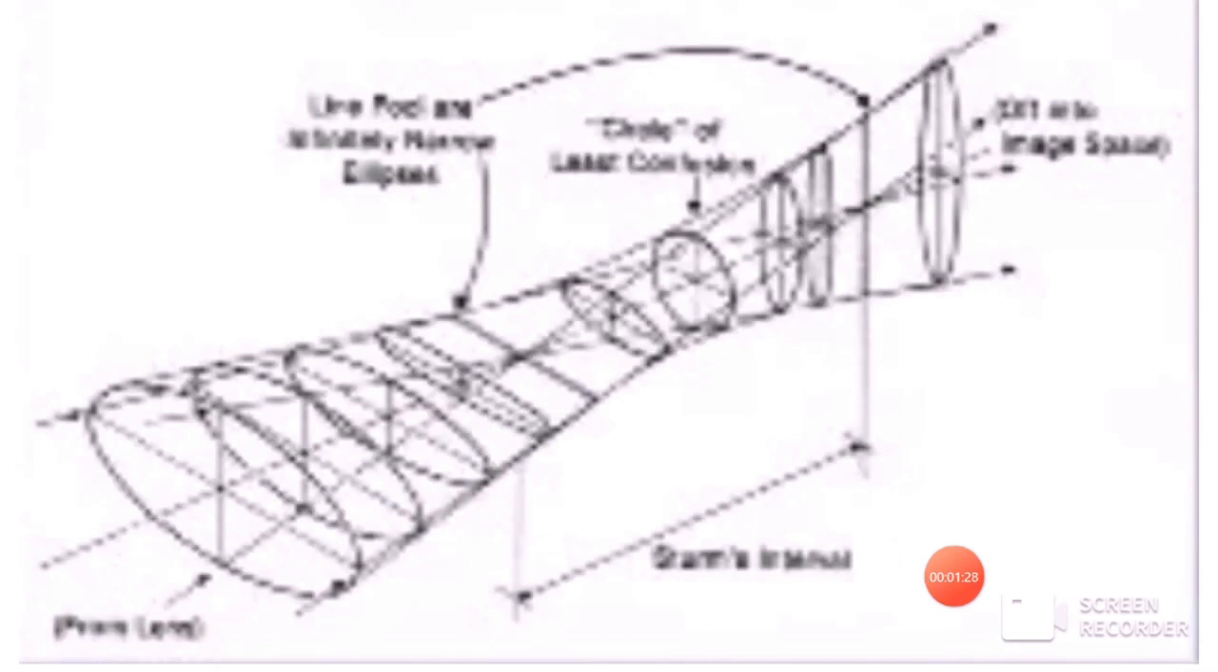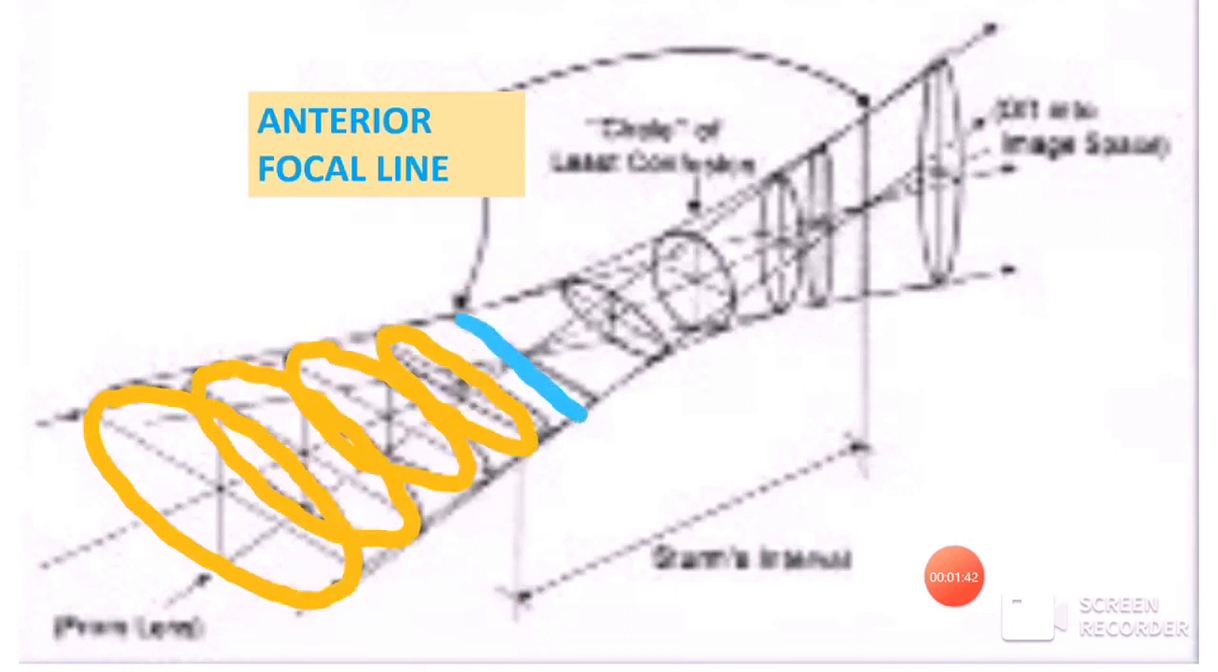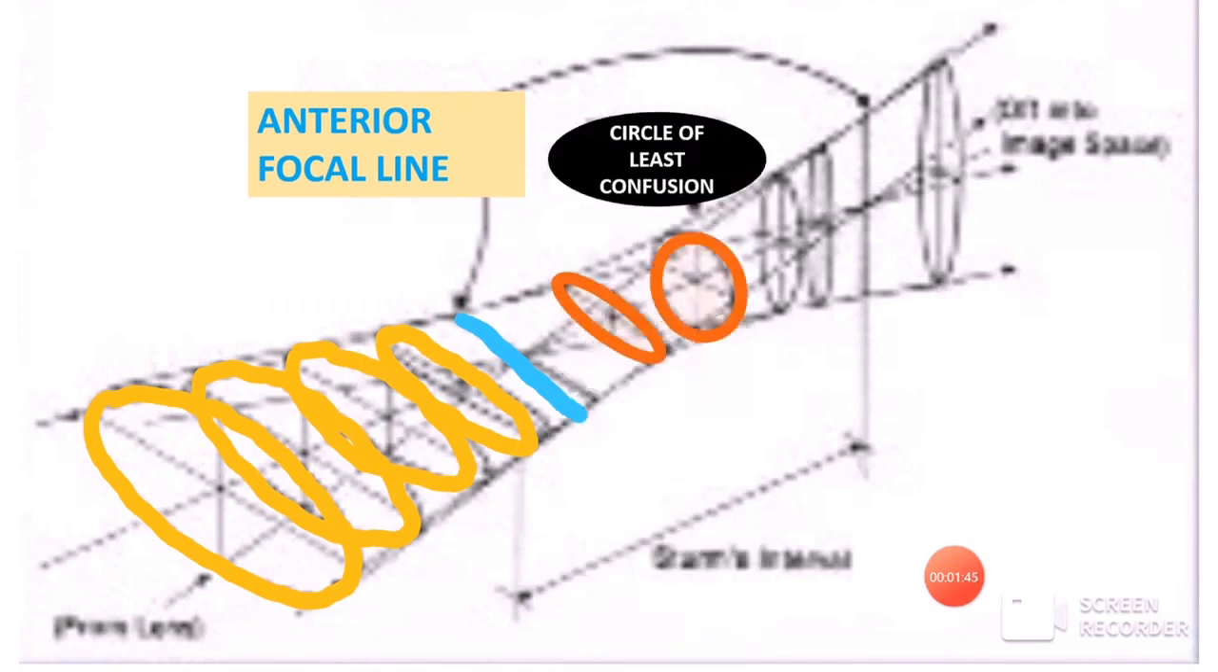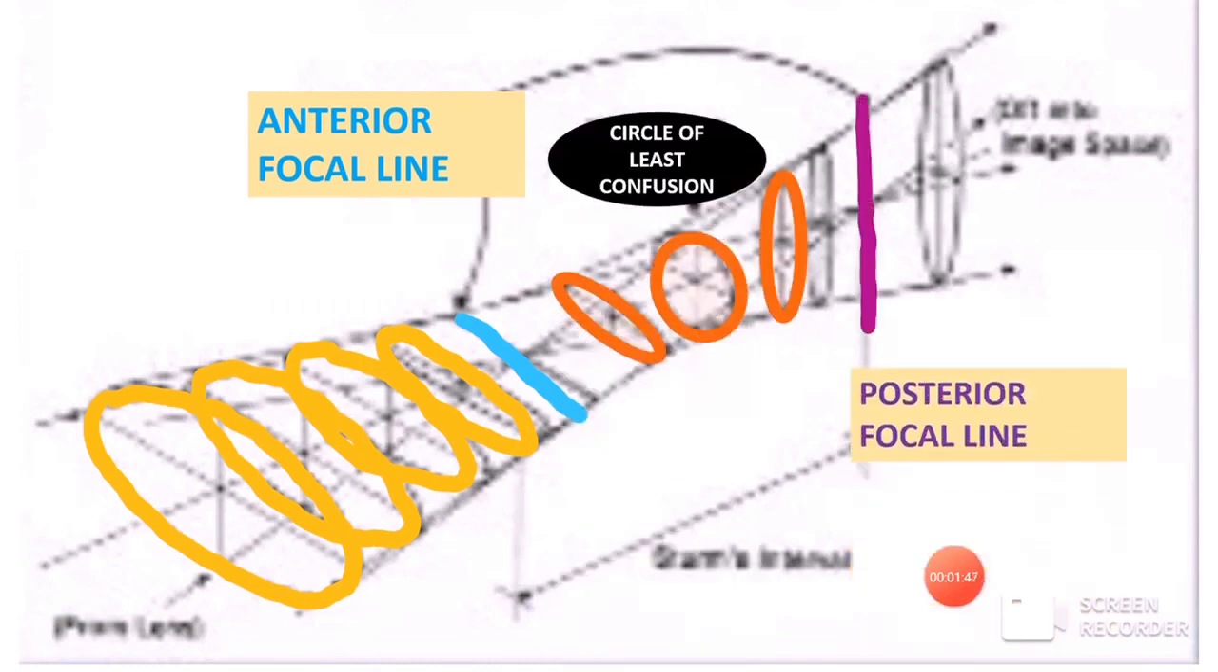Now this is showing you the exact configuration of the journey that the light rays were taking, and that journey is nothing but the Sturm's conoid. So we were getting horizontal ellipses like this, and then we got the anterior focal line, then we got the circle of least confusion, and from there it started becoming more vertical. We got the posterior vertical line or the posterior focal line, and finally we got the prolate ellipse, right? The distance between the anterior focal line and the posterior focal line is called the Sturm's interval, and this entire thing is called the Sturm's conoid.